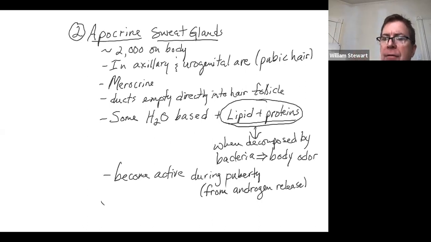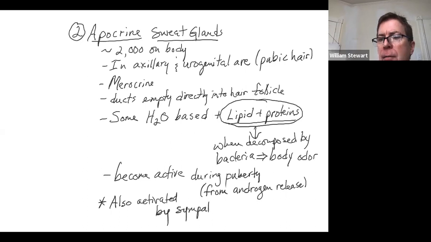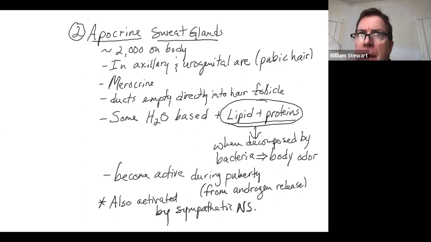These are also activated by the sympathetic nervous system. Trying to squeeze this into the one page. Remember, that's a stress response, fight or flight response. And some people think these are possibly an analogy or homologous structure to an active sex scent gland in other animals. That's to be debated.